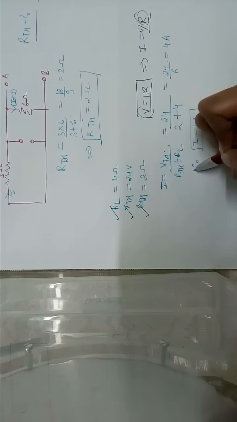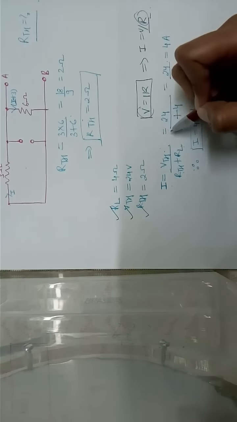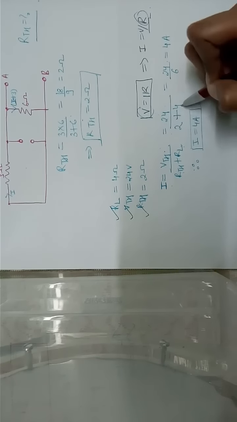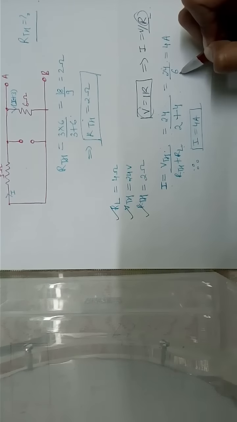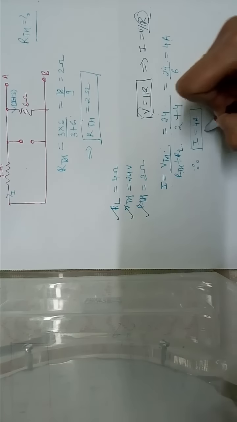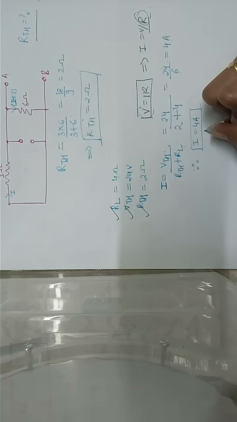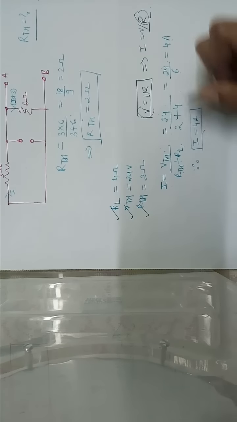So I is equal to VTH upon RTH plus RL. This equates to 24 upon 2 plus 4, 24 upon 6, that's 4 amperes. So finally the current that's flowing through the 4 ohm resistance is 4 amperes.